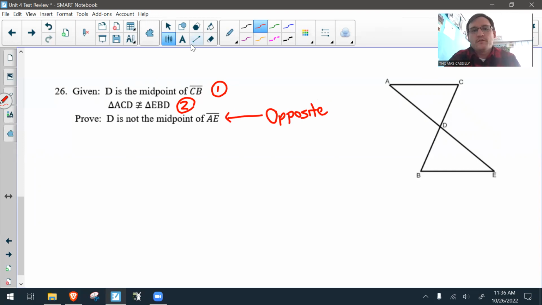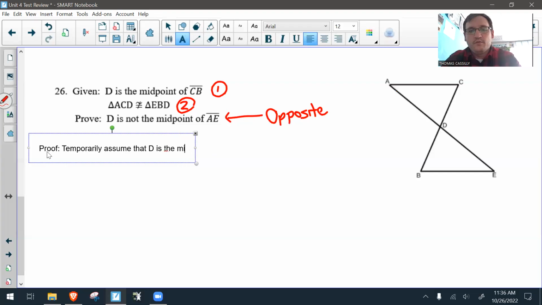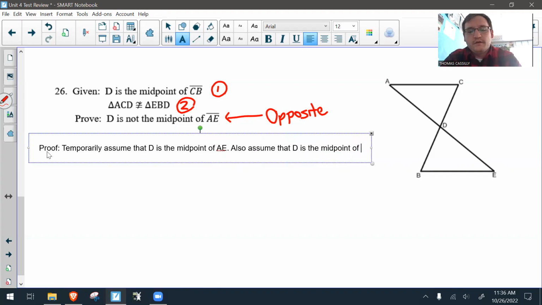So here we go, round two. Temporarily assume, T-E, here we go, temporarily assume that D is the midpoint of AE. Also assume that D is the midpoint of CB. The only one we don't want to use is the one that has the slash through it in our given statement. So we do not want to say that the triangles are congruent. That's the one we're going to use to bring out our contradiction.